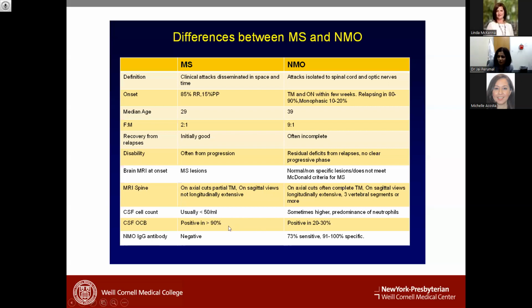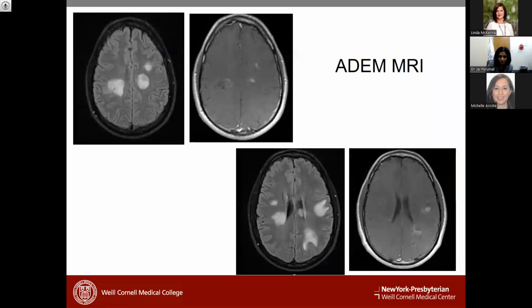For CSF, oligoclonal bands and IgG index are elevated most of the time, more than 95% of the time, in patients with MS. It's very, very uncommon in patients with NMO. So patients can present very differently, and we can collect all these tools to make the correct diagnosis. Another differential is called ADEM.